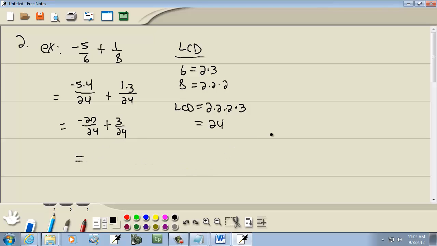Now remember, when combining numbers, the denominators are the same, so combine together negative 20 and 3. If the signs are different, you ignore the signs, then subtract the smaller from the larger. So 20 minus 3 gives us 17, and the sign of the answer is the sign of the larger one, which is 20, which was negative. So this would be negative 17. So our answer is negative 17 over 24.